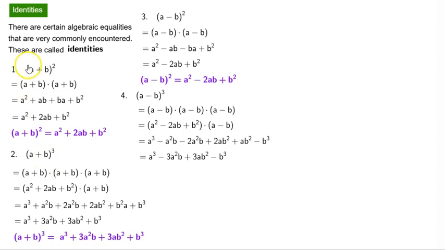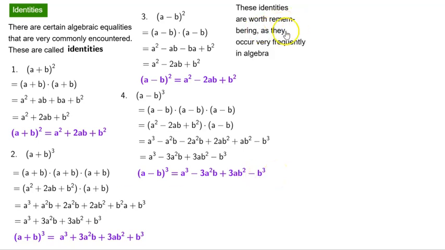So when we have A plus B to the power of something, all the terms are positive. Whereas when we have A minus B to the power of something, you will notice that the first term is positive, next is minus, next is plus, and if we come to cube, we have plus, minus, plus, minus. So the signs alternate. So we have the identity A minus B cube is equal to A cube minus 3A square B plus 3AB square minus B cube. These identities are worth remembering as they occur very frequently in algebra.